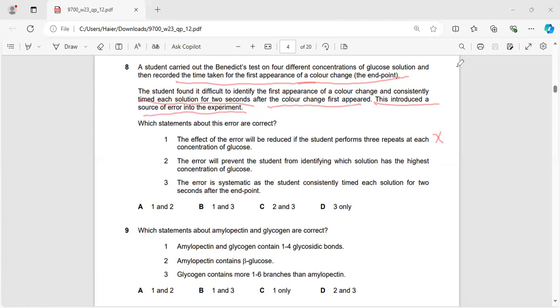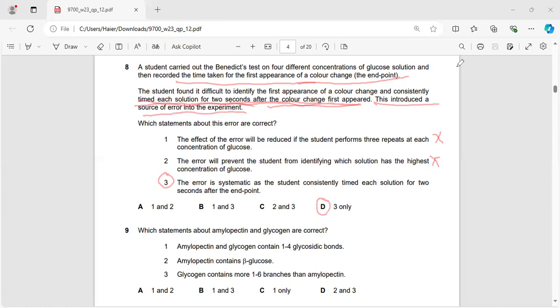The error will prevent the student from identifying which solution has the highest concentration of glucose. So this is also the wrong statement. Now next, the error is systematic. Yes, this error is systematic as he has consistently timed each solution for 2 seconds after the color change first appeared. So actually the source of error arrived there. So the third statement is correct. So according to the third statement, only D is the correct option in this case.